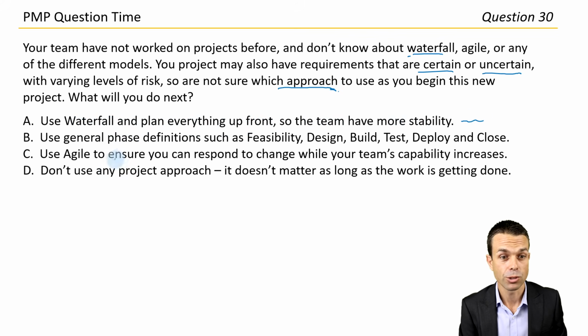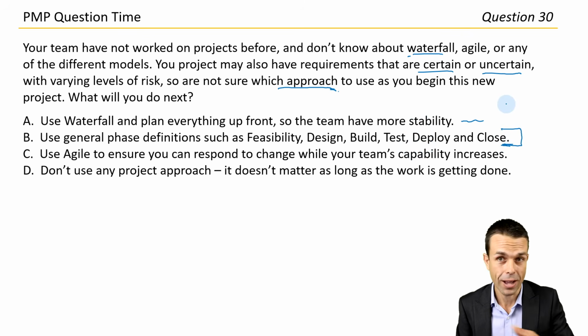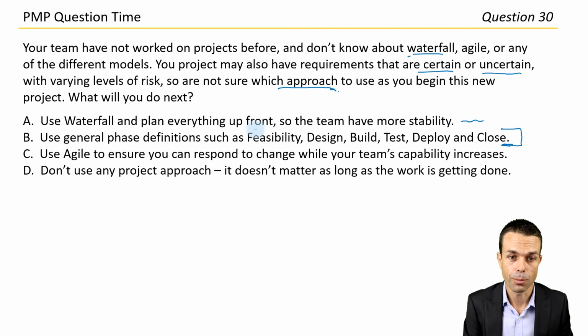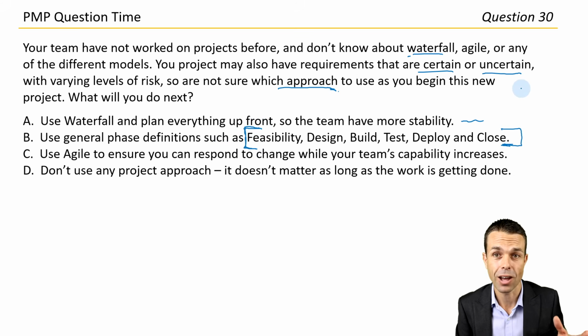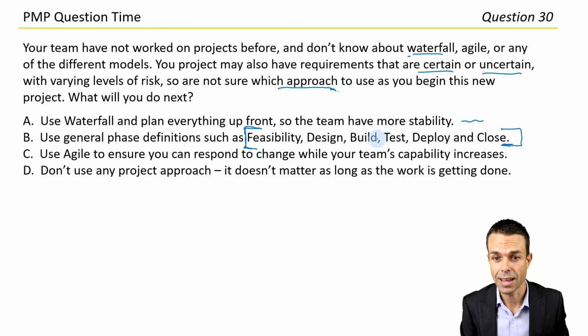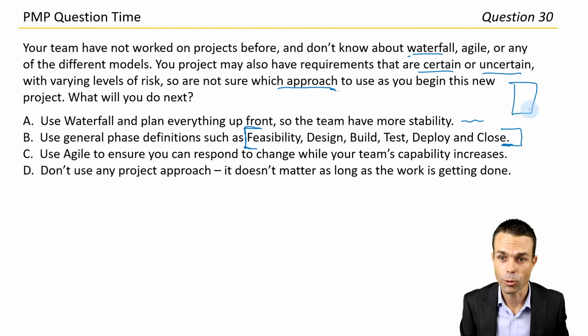That's a maybe. Use general phase definitions such as feasibility, design, build, test, deploy, and close. That is actually very interesting. Okay, there's something about this because what you'll see in the PMBOK guide, and even just when you work around any projects, these are actually the broad phases that you'll go through on any project or in any life cycle. Well, if we're using agile, then feasibility, design, build, test, deploy, and close are done for each project increment, and then we get the feedback, and then we do it again for the next increment.